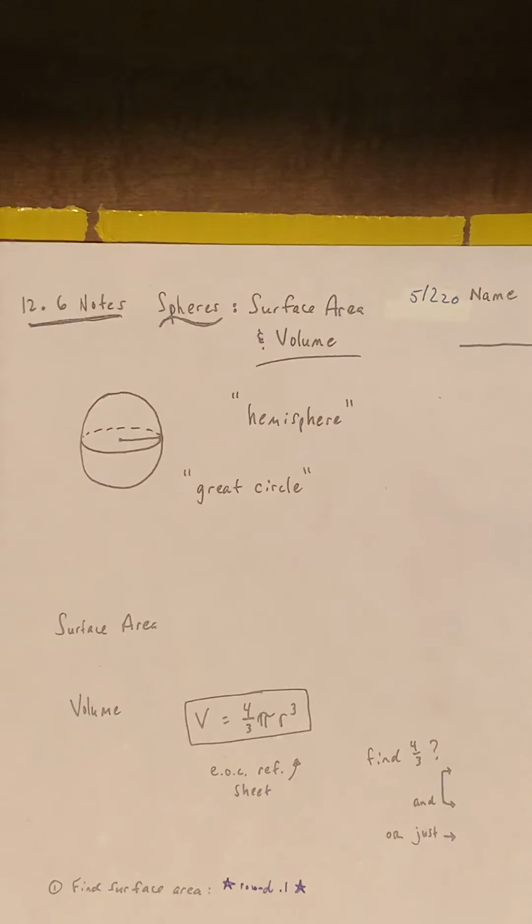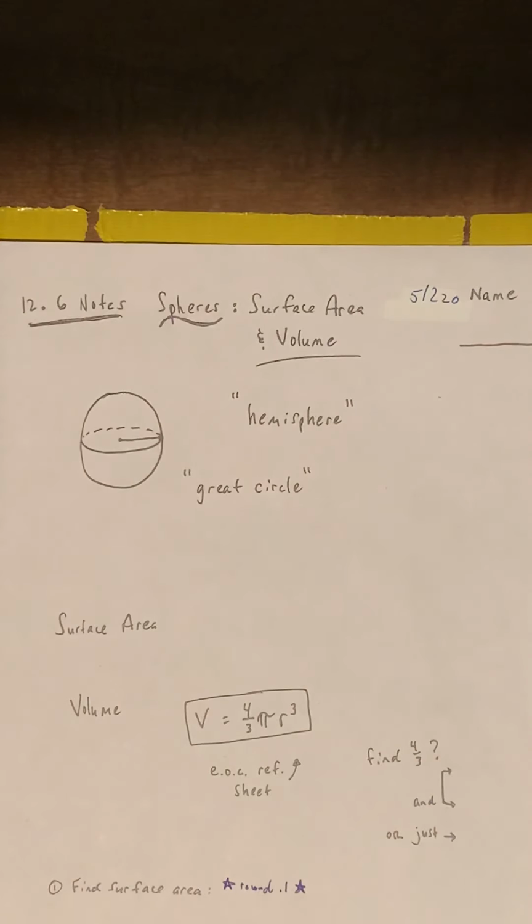On today's notes, we're going to talk about 12.6, and the shape we're going to hit that we haven't seen yet in chapter 12 is spheres. Spheres are basically three-dimensional circles. We're going to cover the surface area and the volume of a sphere today. There is a formula for each. So here we go.